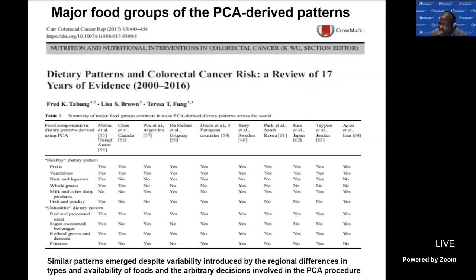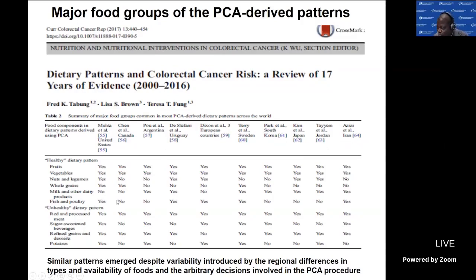In 2017, I worked with Teresa and Lisa Brown on a review paper where we did a comprehensive review of the literature that identified almost 50 papers previously published, covering a period of 17 years, to look at the evidence on dietary patterns in relation to colorectal cancer risk. And we started by doing a synthesis of the major food groups that comprise the data-driven or population-specific dietary patterns. Of the 50 studies that we included, we picked out two studies representative of each region: two from North America, two from South America, two from Europe, two from Korea and Japan, and two studies from the Middle East.